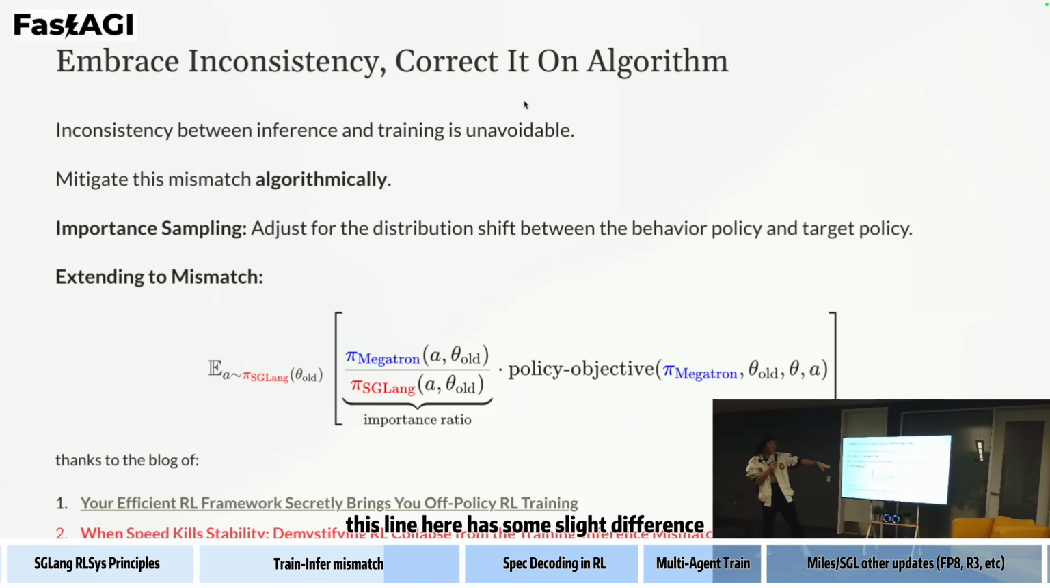Sorry, this line here has a slight difference. It does not do truncation, but the idea is that we're using importance sampling to do a divide to correct back the difference between SGLang and Megatron. So that makes the training-inference mismatch controllable. You can see this kind of solution should be much easier to implement. It does not introduce more than 30 lines of code.